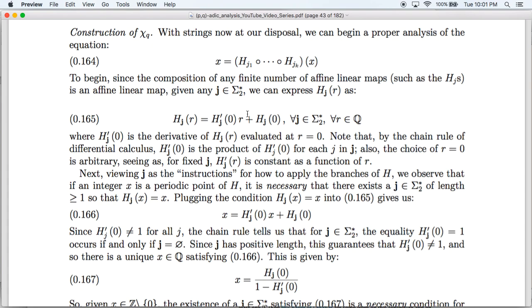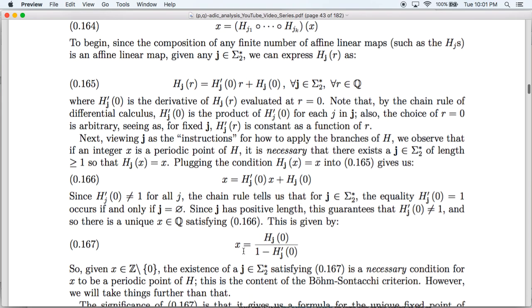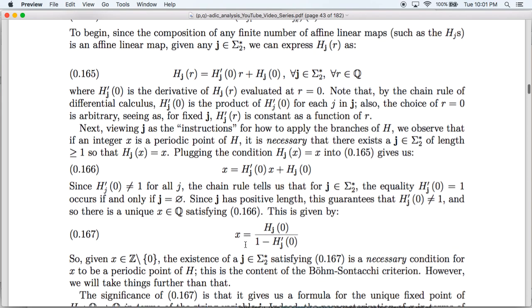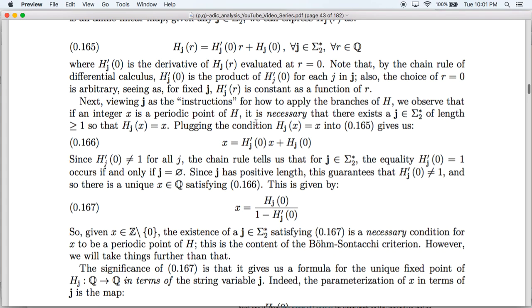So plugging this into the formula here gives us x equals h prime bold j of 0 times x plus h bold j of 0. Since h prime j of 0 is not equal to 1 for all j, the chain rule tells us that this is going to be a product of h prime j of 0 for all the j's in bold j, and so this constant is not equal to 1. So we can solve this, and we get the unique value: if x is a periodic point, then it's going to be of the form h bold j of 0 over 1 minus h prime of bold j of 0. And this is also what we need here for x to be non-zero.